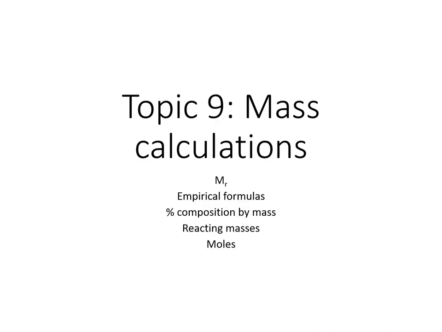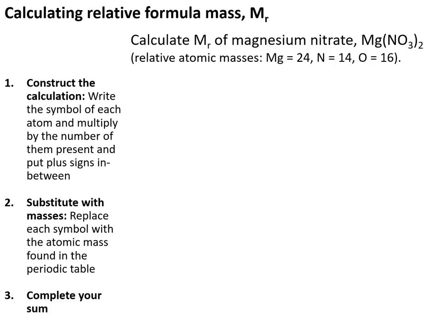Topic 9, mass calculations. This looks at calculating relative formula mass, empirical formulas, calculating percentage composition by mass, reacting masses, and mole calculations. To calculate Mr, which is the relative formula mass of a substance, we're going to add up the masses of all of the atoms it contains.